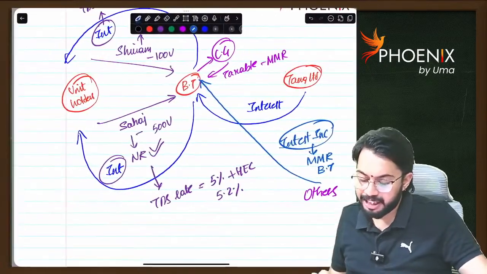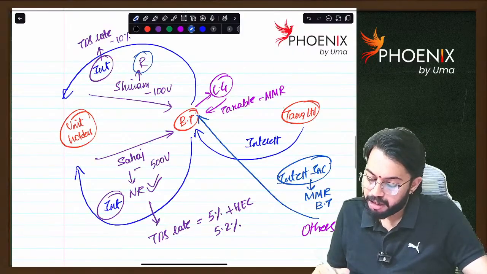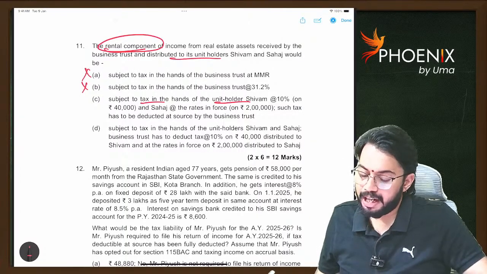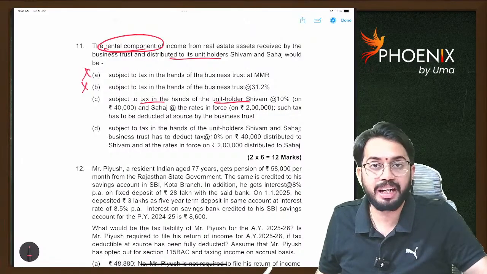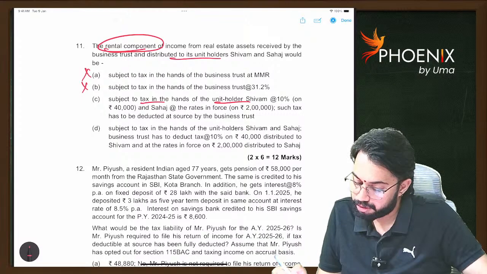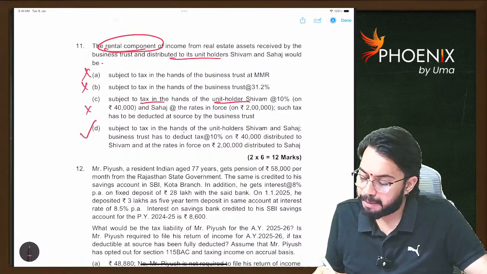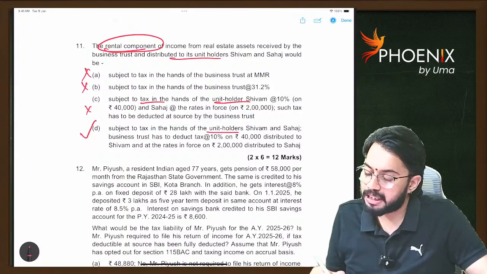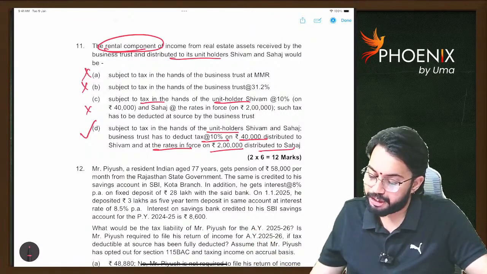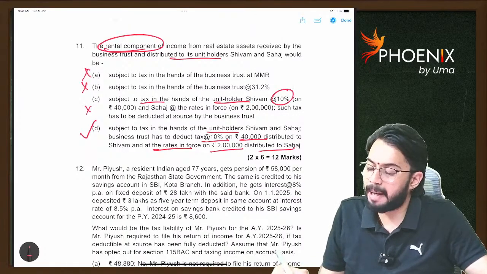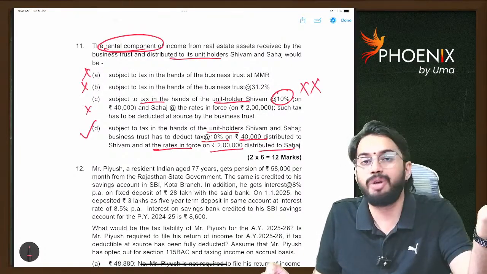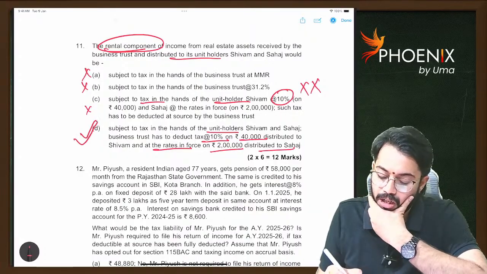But whether Shivam is resident or non-resident. Shivam is resident. Sahaj is non-resident. So in the hands of Shivam, TDS is required to be deducted at 10%. In the hands of the non-resident, TDS is required to be deducted at rates in force. So the answer is not C, the answer is D. Subject to tax in the hands of unit holders Shivam and Sahaj. The business trust has to deduct 10% on 40,000 distributed to Shivam and rates in force on 2 lakhs distributed to Sahaj. Here only 10% is given, this is wrong. When rent is paid to a resident, the TDS rate is 10%. When rent is paid to a non-resident, the TDS rate is rates in force. So the answer to 11 is correct.